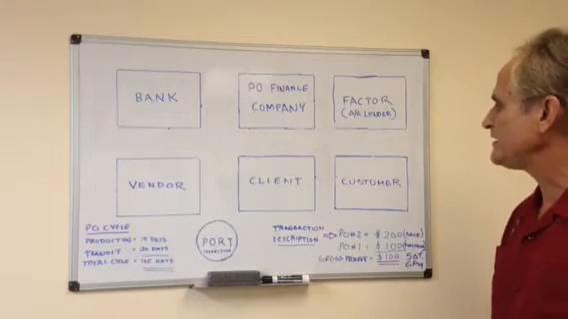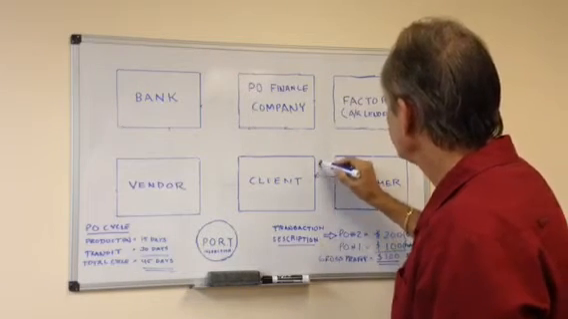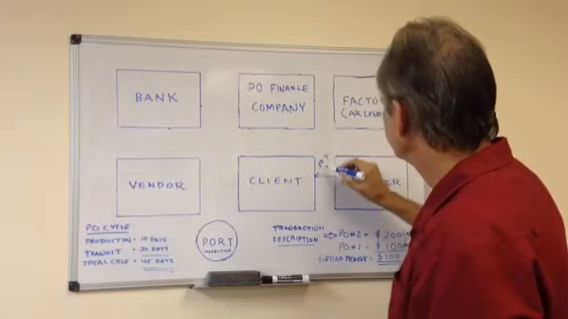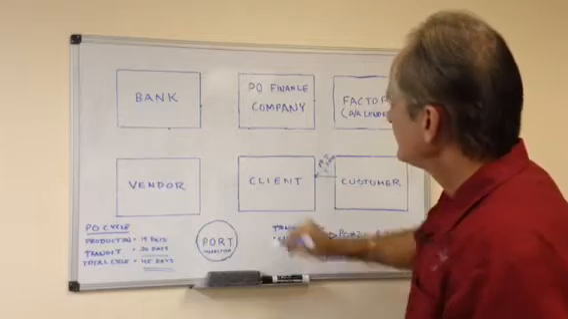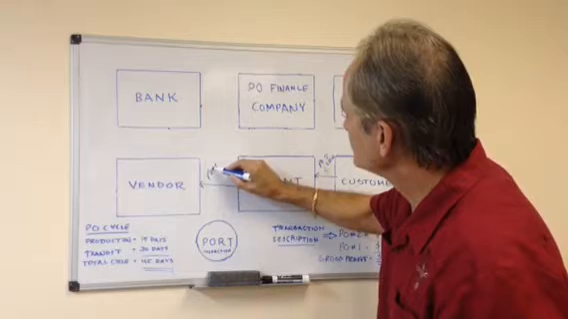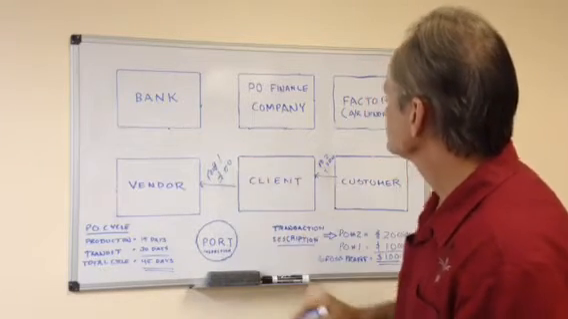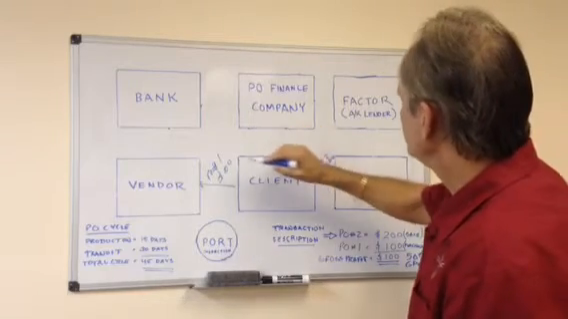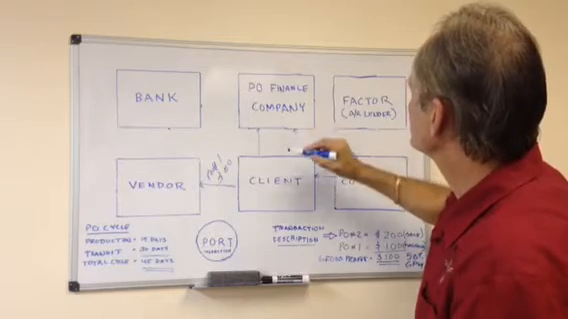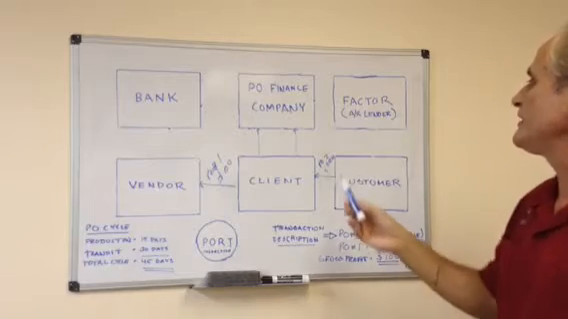So when the transaction begins, the client will be receiving a purchase order, in this case, purchase order number 2, from their customer for the $200. And they in turn will issue a purchase order, PO number 1 in our example, for $100 to their vendor. Once they have all the purchase orders issued, they will submit both purchase orders to the purchase order finance company for approval. PO finance company is going to do 2 things.